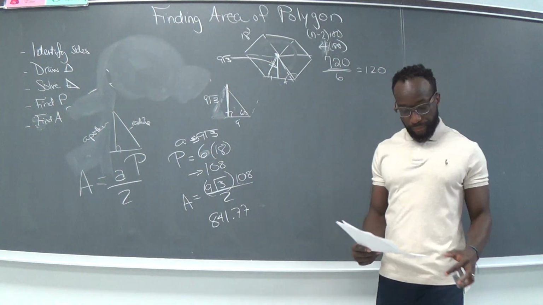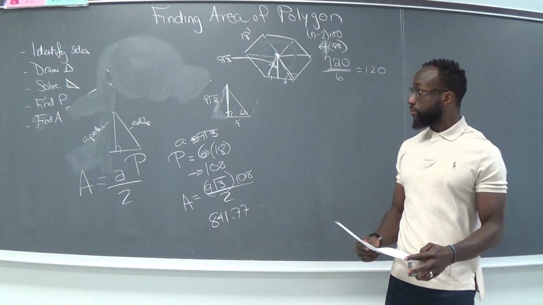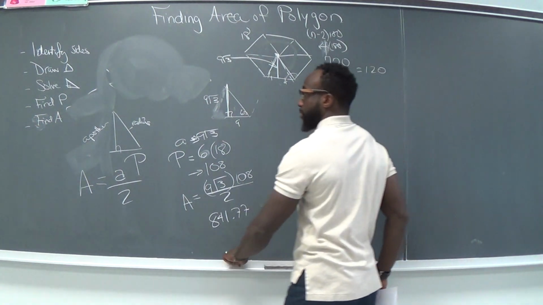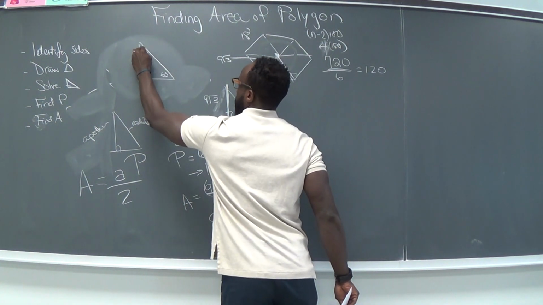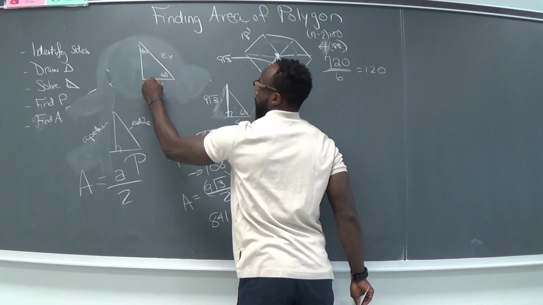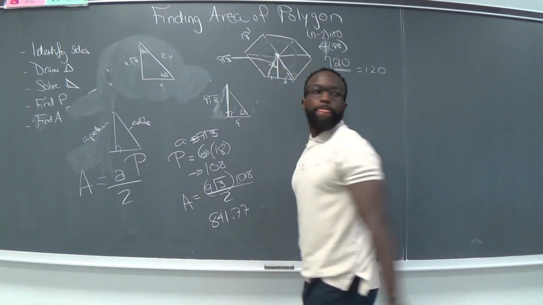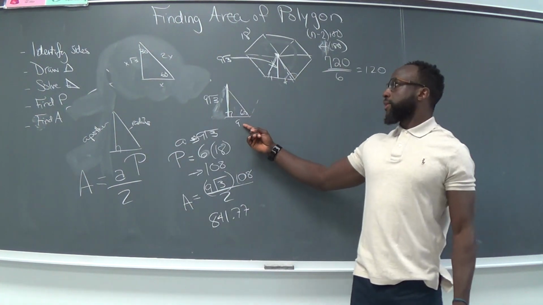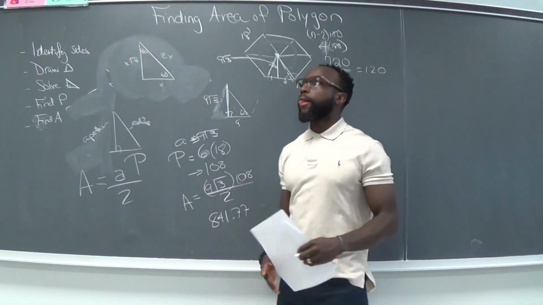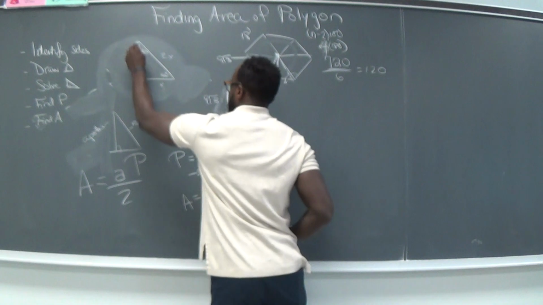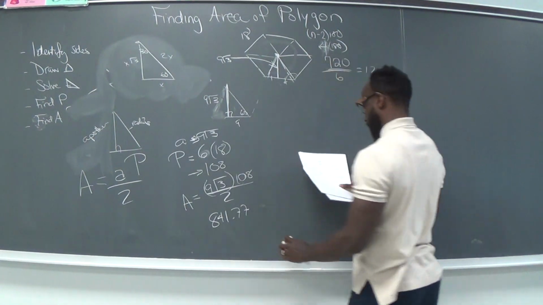Yes? Where did the root 3 originally come from? The root 3 came from the formula of the special right triangle, 30, 60, 90. Remember that? This was 2x, this is x, and this is x root 3. X was 9. So then the long leg would be x root 3. Alright? Okay.